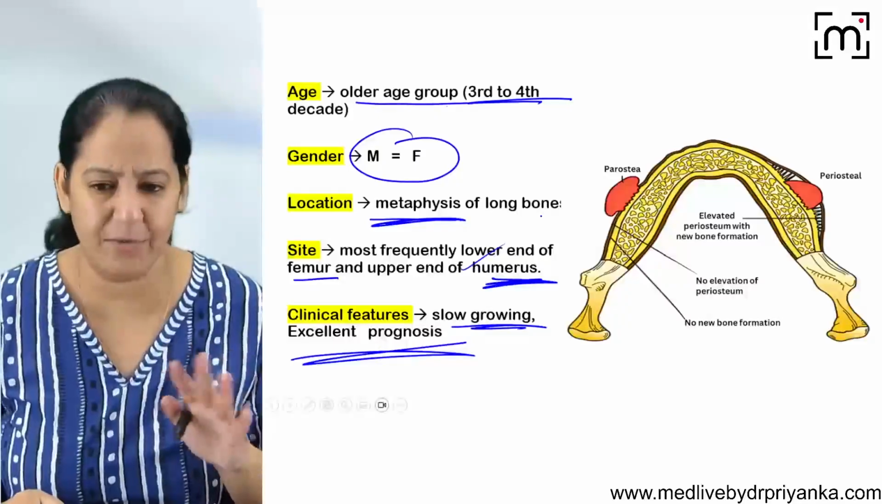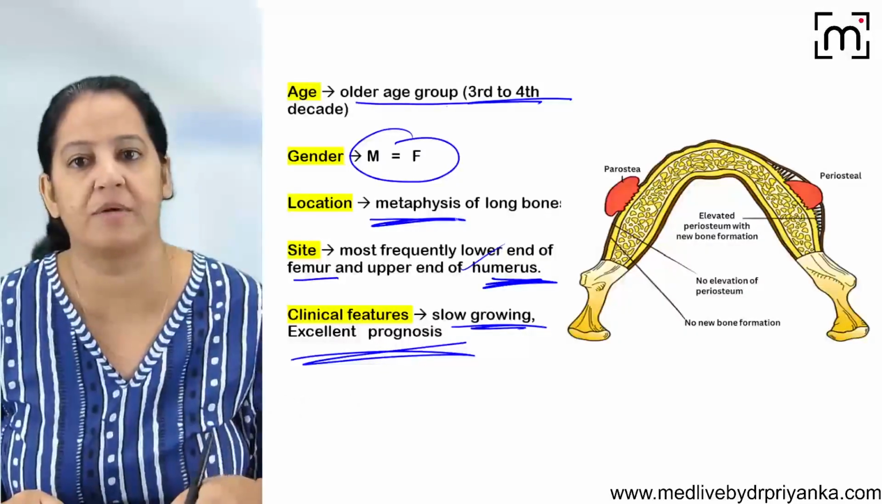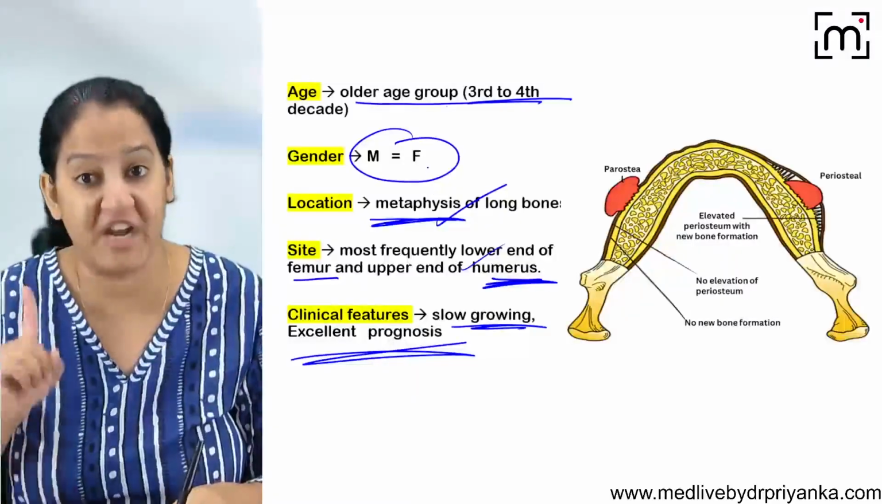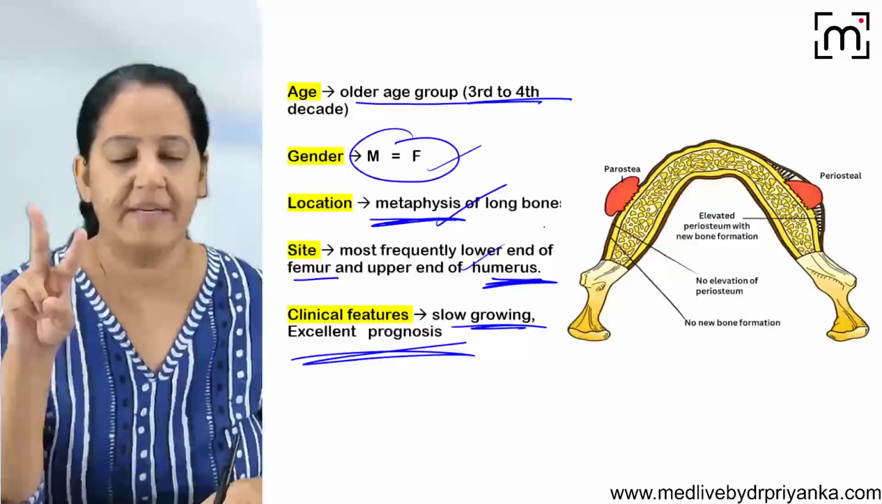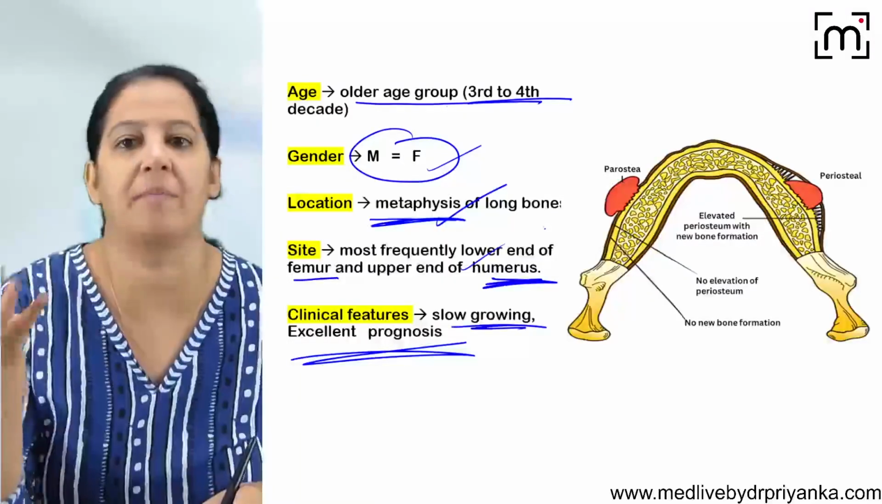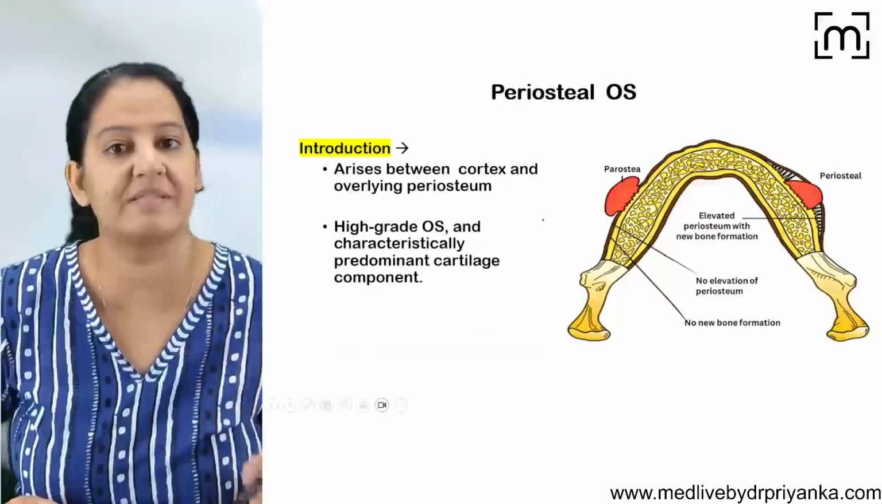Site is more or less the same. You can see it can occur on the femur as well as the humerus. Location is also the same as that of central. Both of them are at the metaphysis, but gender predilection is different. Here it is the same in male and female, but in contrast to the central one, which was more common in male. So you have to see the differences from the central one.